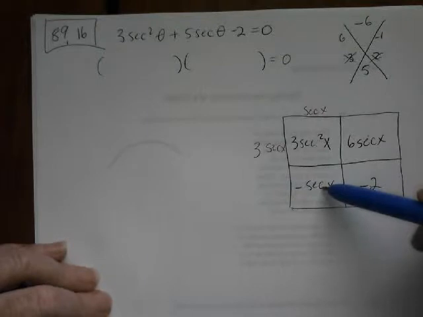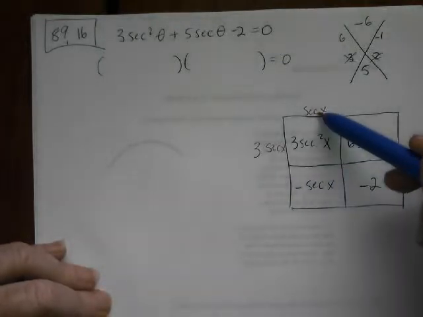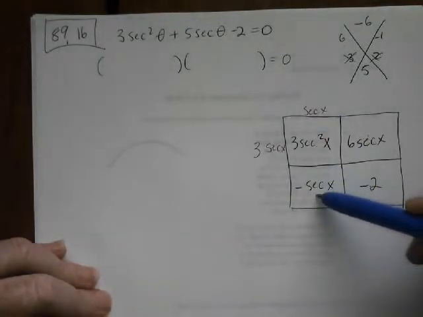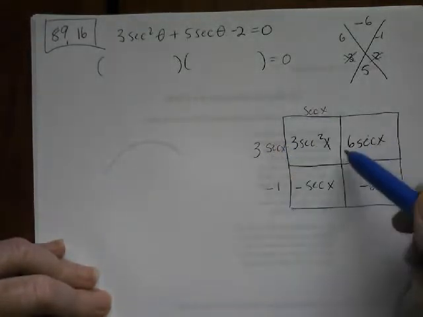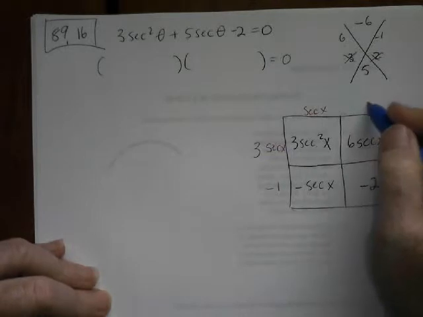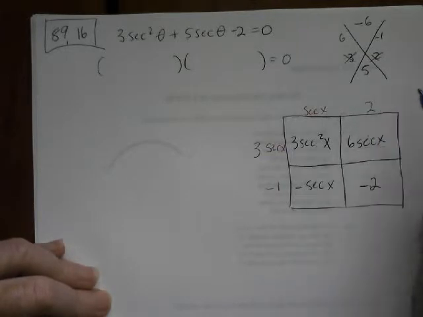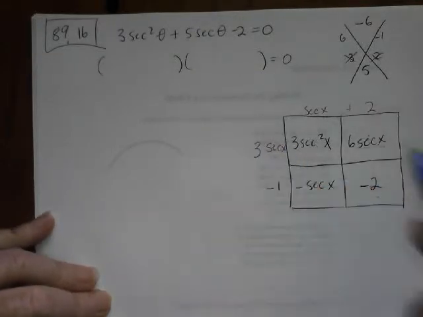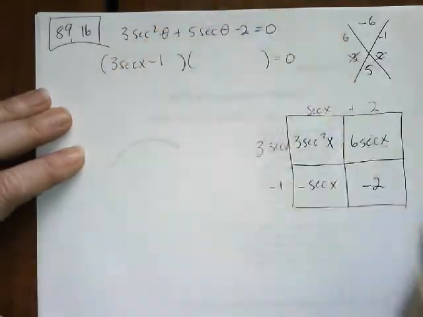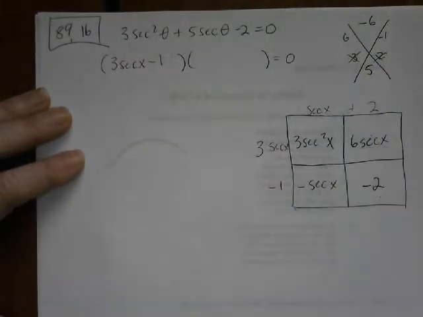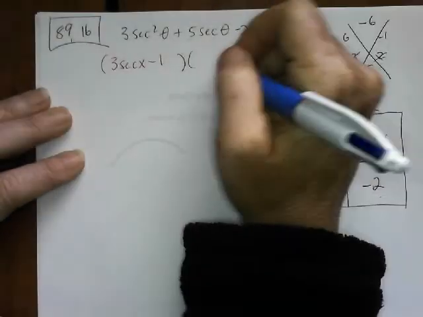So now I can maybe go down here if I want to. Secant times something equals negative secant. That's going to be negative 1 right there. And then this one times something equals that. Well, that would be times 2. And then check and make sure that checks out. It does. So this is 3 secant x minus 1. And this one is secant x plus 2.